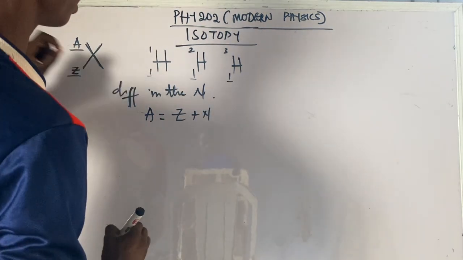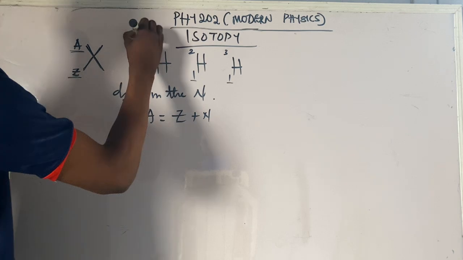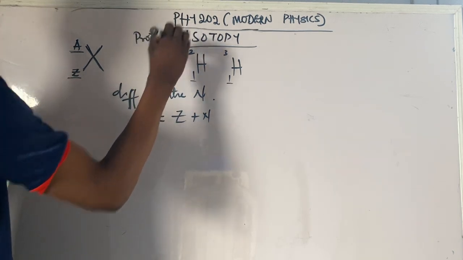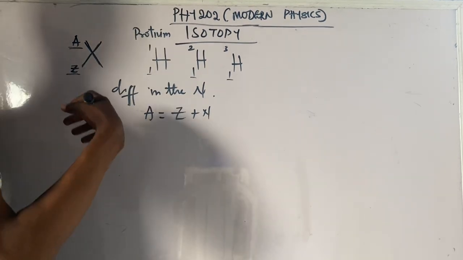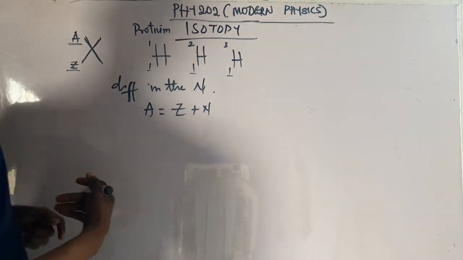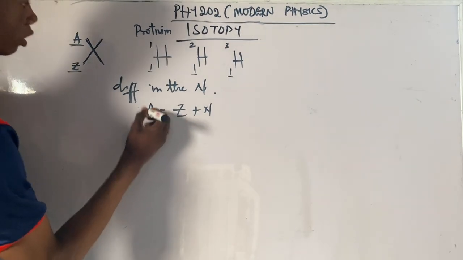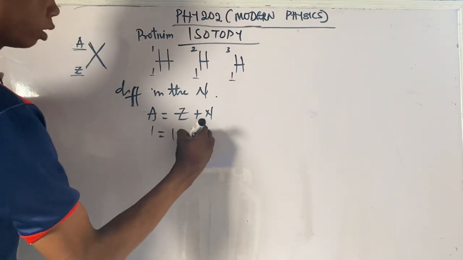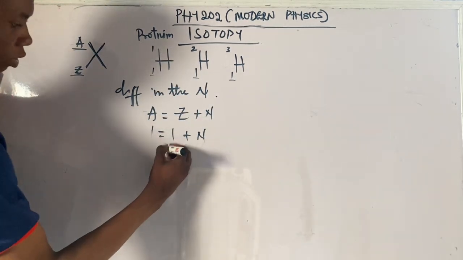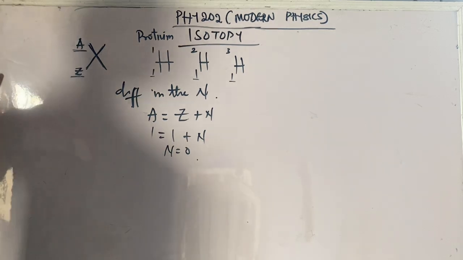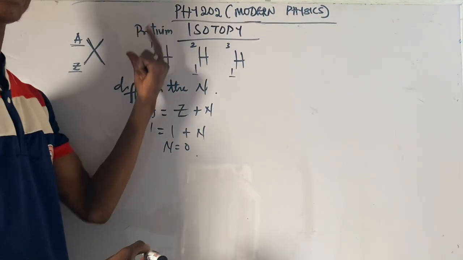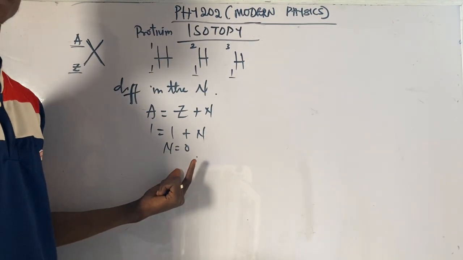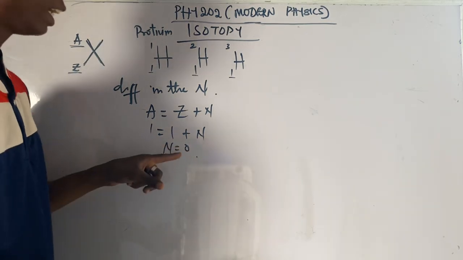So if this is the hydrogen atom called protium, the first isotope of hydrogen, with about 90-something percent abundance, the mass number is 1, right? The one at the top. 1 is equal to the atomic number 1 plus the neutron number. It is obvious that the neutron number here is 0. That means the protium hydrogen doesn't have any neutron in its nucleus.